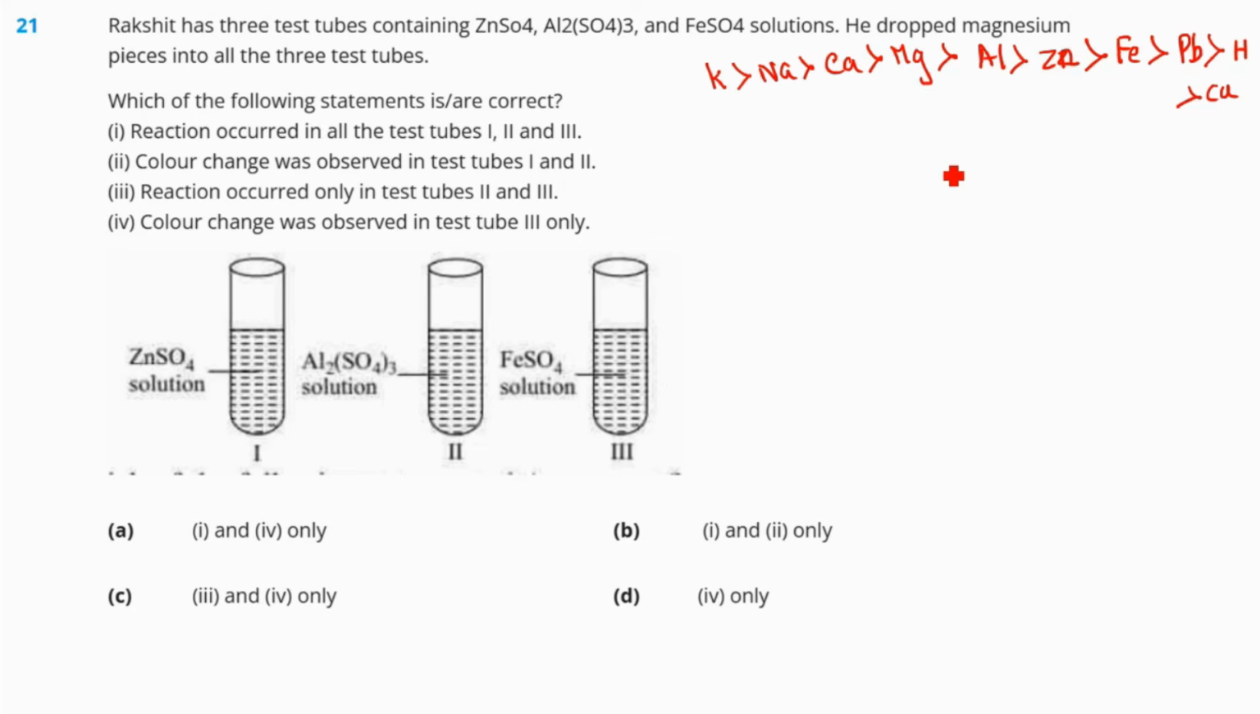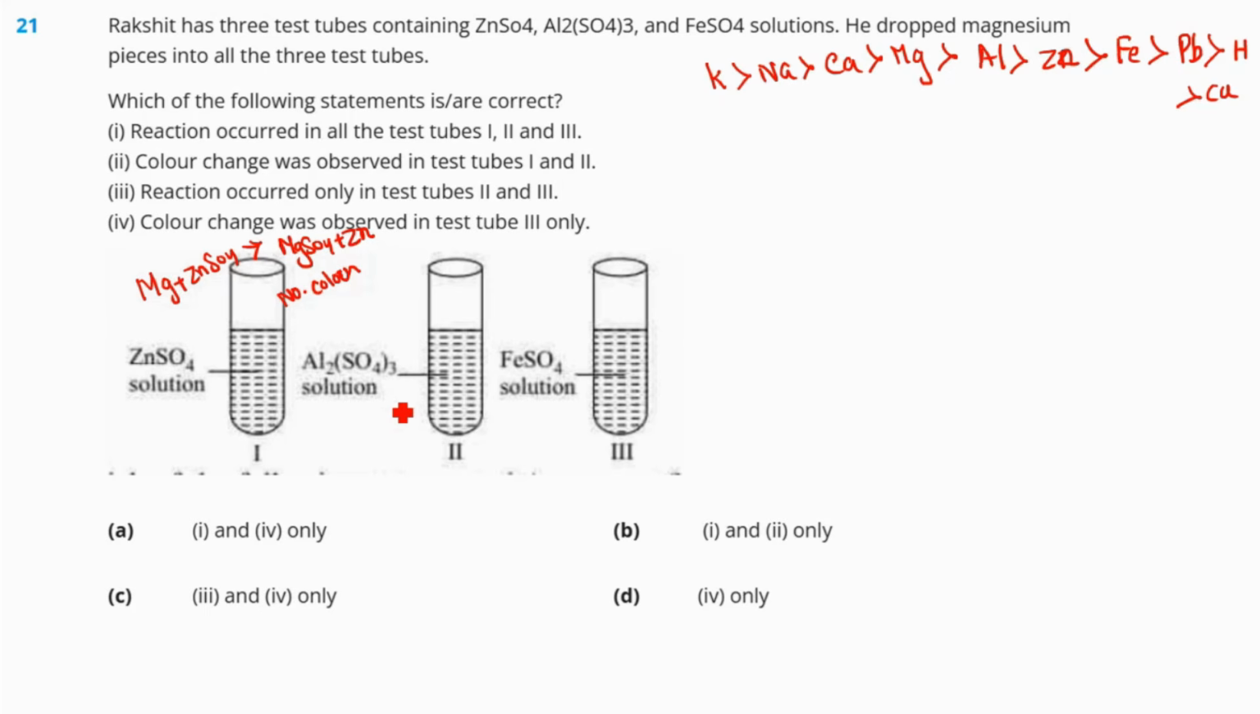Right. So let us see what happens in the first test tube. It is ZnSO4. If we add Mg plus ZnSO4, what happens? It becomes MgSO4 plus Zn. That means a reaction happens. But ZnSO4 is colorless, so there is no color change.